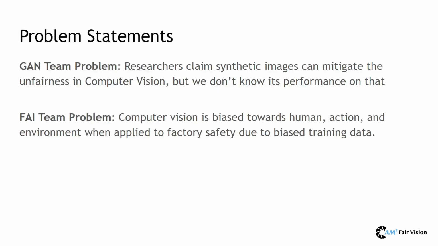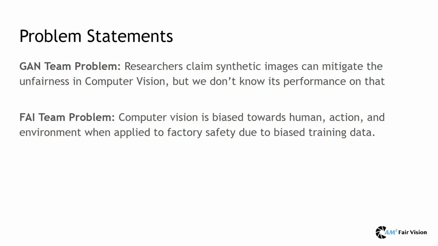For the GAN subteam, the problem statement is as follows. Researchers claim synthetic images can mitigate unfairness in computer vision, but we don't know the performance on that. For the FAI subteam, the problem is computer vision is biased towards human, action, and environment when applied to factory safety due to biased training data.